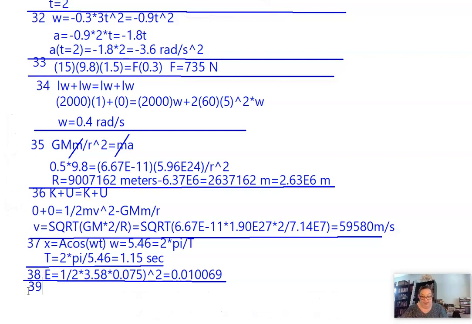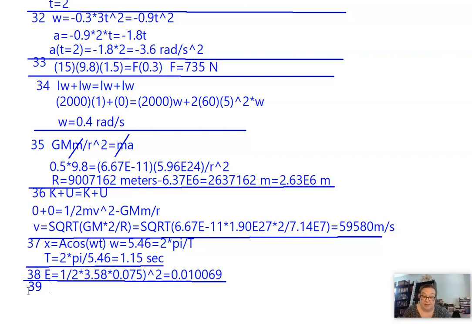All right, 39. A car horn emits a frequency of 400 hertz. A car traveling at 20 meters per second sounds the horn as it goes away from a stationary pedestrian. What frequency does the pedestrian hear? The speed of sound in air is 343. So our source is moving away from our observer. This is a Doppler effect problem.